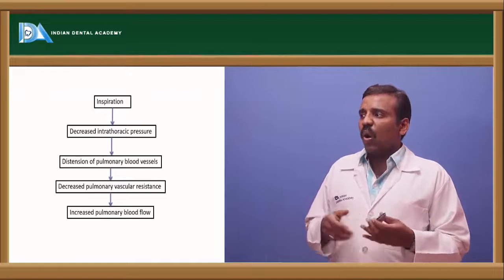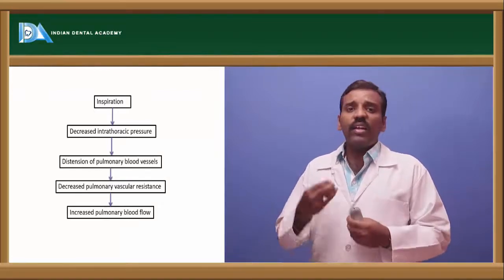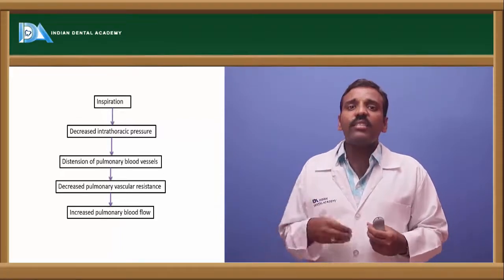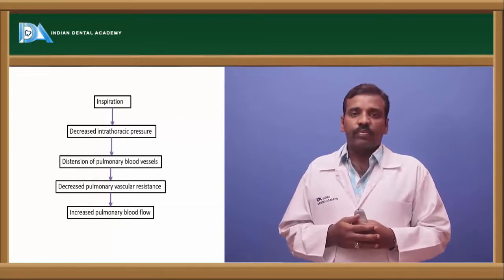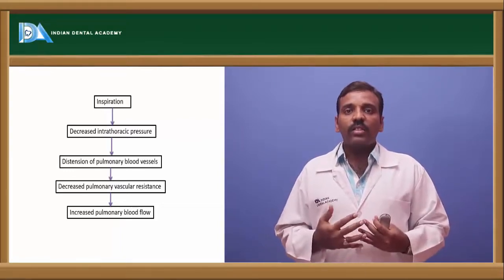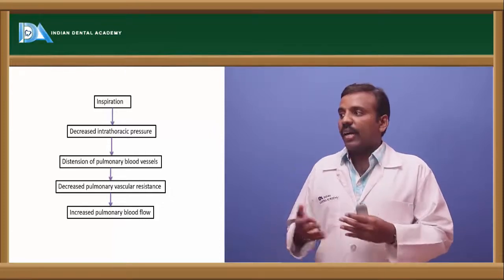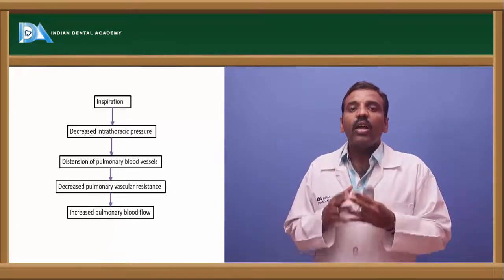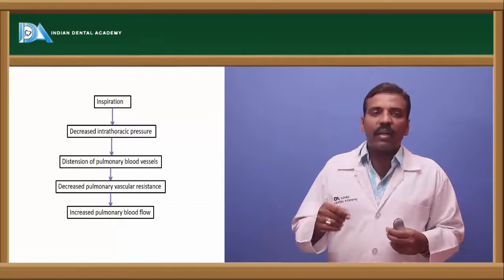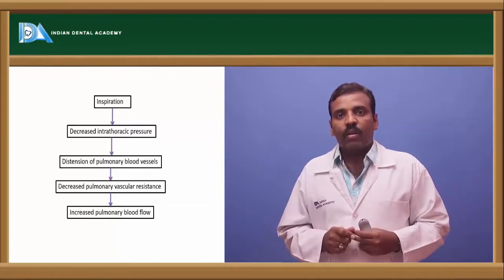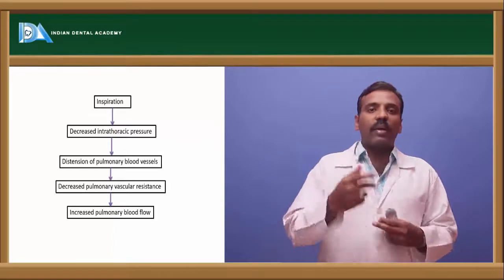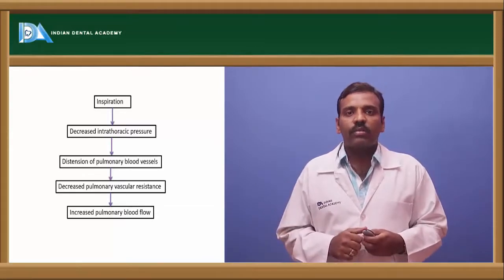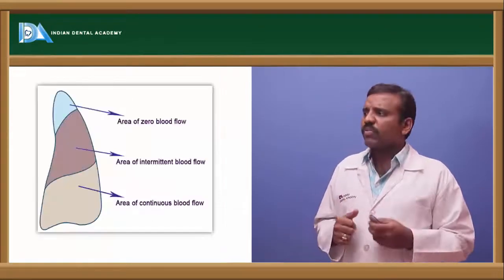And if you see how it has effects, when there is inspiration, there is immediately a decrease in the intrathoracic pressure. After that, there is distension of the pulmonary blood vessels, and decreased pulmonary vascular resistance occurs immediately. And through that, there is increased pulmonary blood flow. The blood flow is increased immediately during inspiration.